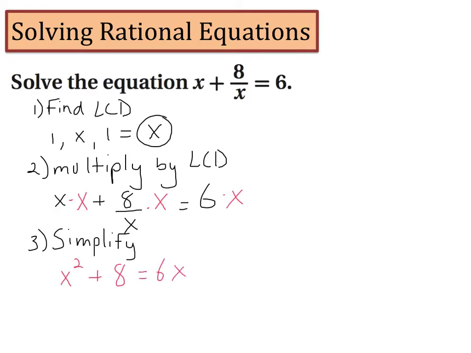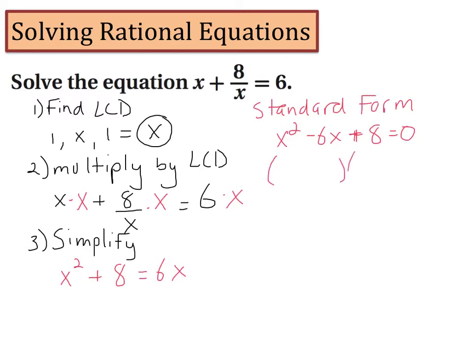Now I want to write this in standard form and then see if I can solve for x. So I have x squared minus 6x plus 8 equals 0. So I see this is a trinomial that can be factored. So I factor the trinomial and I solve for x.